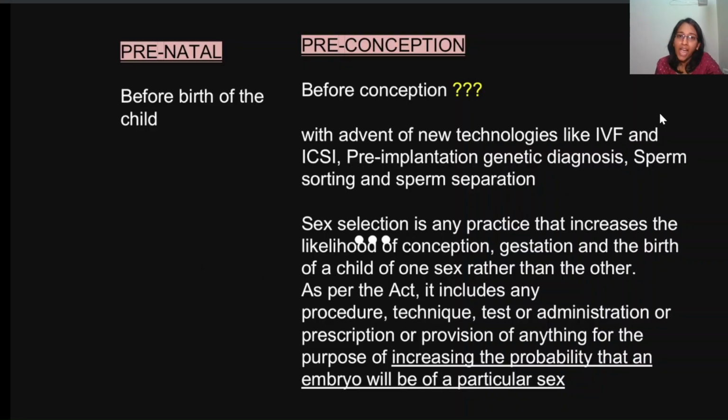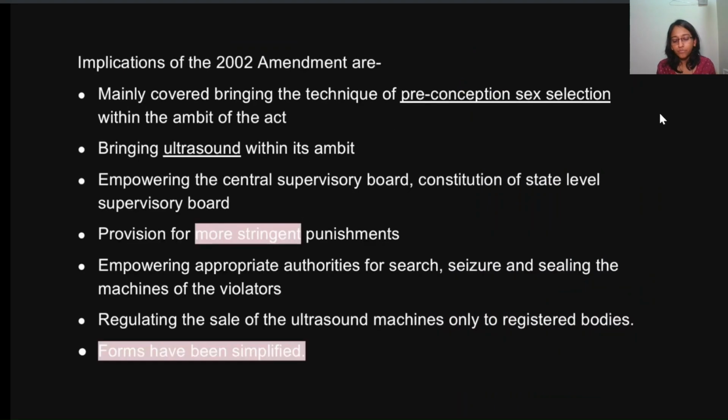So as per the act, it includes any procedure, technique, test or administration of prescription or provision of anything for the purpose of increasing probability that an embryo will be of particular sex. So these tests are also brought into the legislation and under the supervision of PCPNDT Act.